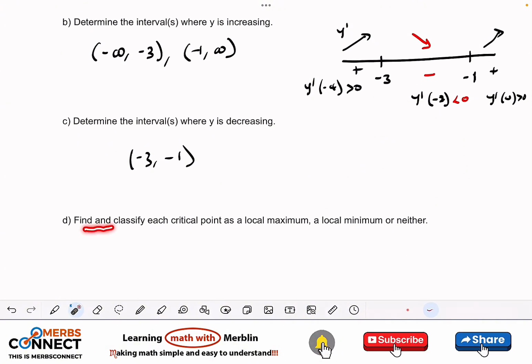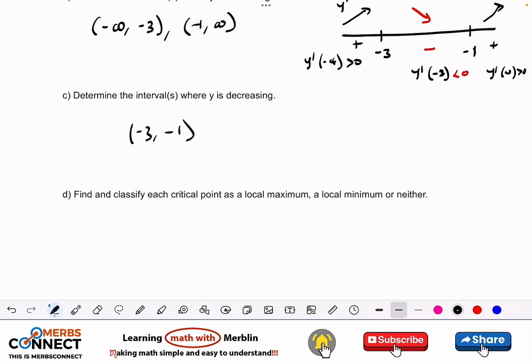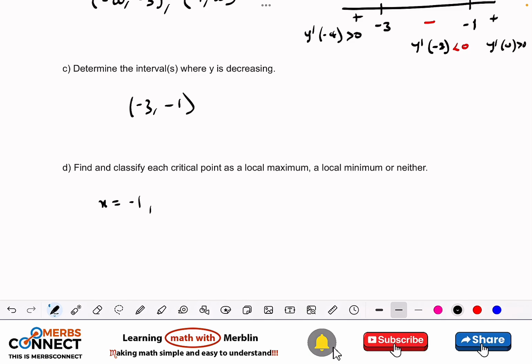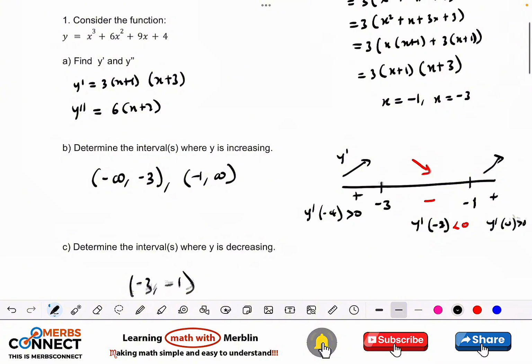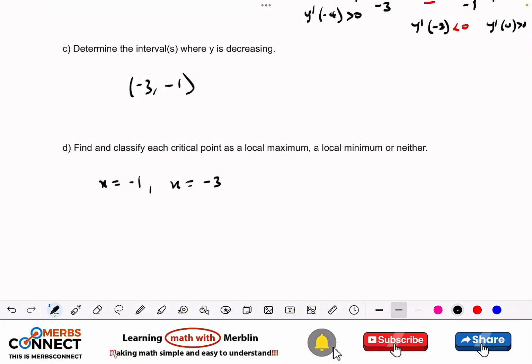Now find and classify each critical point. So we have already found the critical point. So the critical points are x is equal to -1 and x is equal to -3, right? Good. So that is what you are going to get. But basically, when you say critical point, mostly we need 2 coordinates, but I think this one is what we just need here. Now we need to find the local max or local minimum.